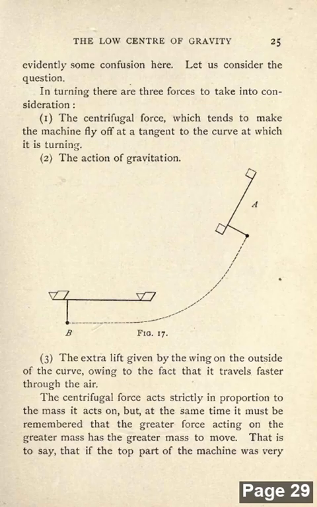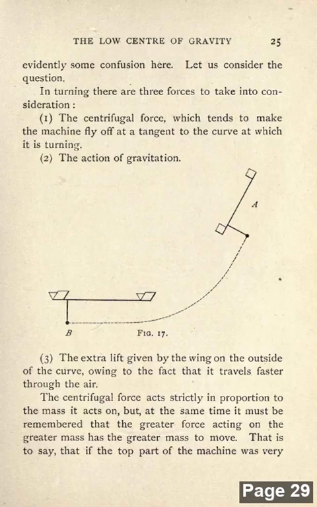Let us consider the question. In turning there are three forces to take into consideration. 1. The centrifugal force, which tends to make the machine fly off at a tangent to the curve at which it is turning. 2. The action of gravitation. 3. The extra lift given to the wing on the outside of the curve, owing to the fact that it travels faster through the air.